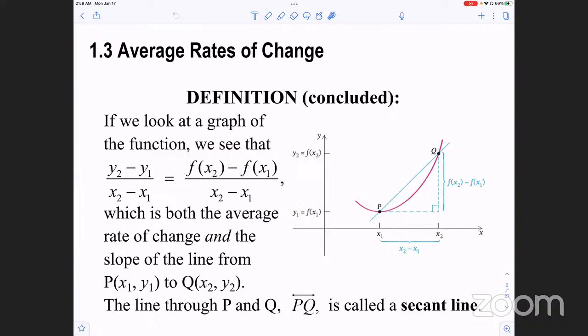The line through P and Q is called the secant line, right? So we have some curve that we're considering, and we have 2 points on this curve, P and Q. Then we essentially just want to consider the slope of the secant line that passes through P and Q, all right? So we have average rate of change, again, change in y over the change in x, which is the same as f of x2, that's just y2, minus f of x1, that's just y1, over x2 minus x1, right?